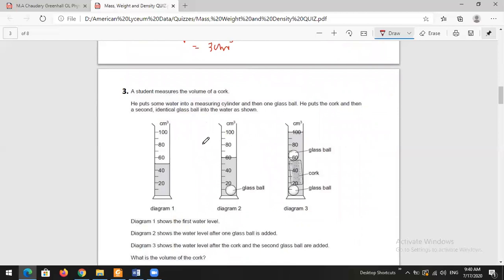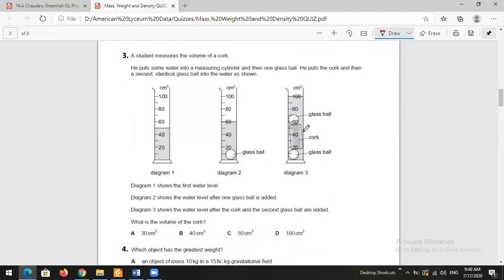Question number 3. A student measures the volume of a cork. This cork, you can see. We put some water into the measuring cylinder like in diagram 1, and then one glass ball, in diagram 2. He puts the cork and then a second identical glass ball into the water as shown. Actually, he put another glass ball because the cork's density is lower than the density of the water, so it will float on the water. It won't sink into the water. So to make it sink into the water, this glass ball has been inserted after it.